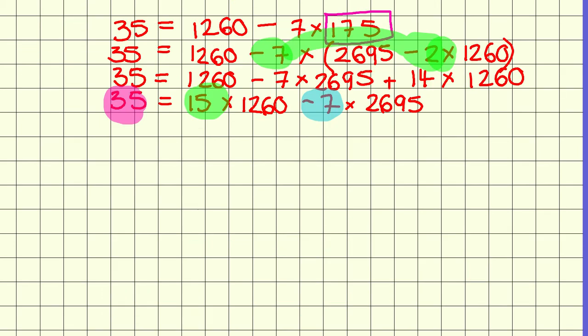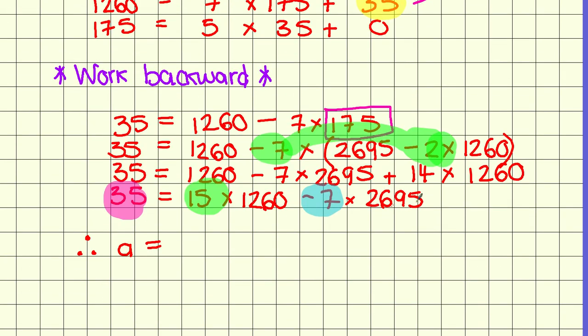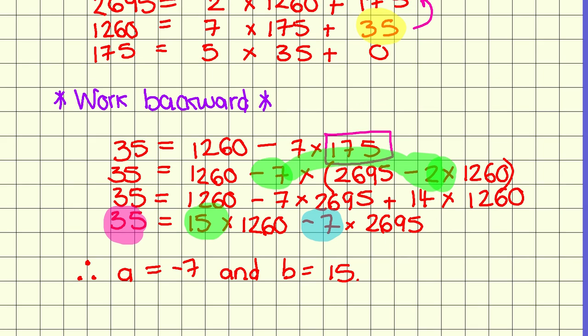So to finish off, let's just make it explicitly clear. So hence, A, I've forgotten that already. So A was with the 2,695, so that's going to be minus 7. And B must be 15 there. Okay, and the beauty about these questions is that you can always double check your answer. So if you type all of this into your calculator, like 15 times 1,260, take away 7 times 2,695, you should get 35 as your answer. Okay, and if you're not getting 35, you know you've made a mistake here.